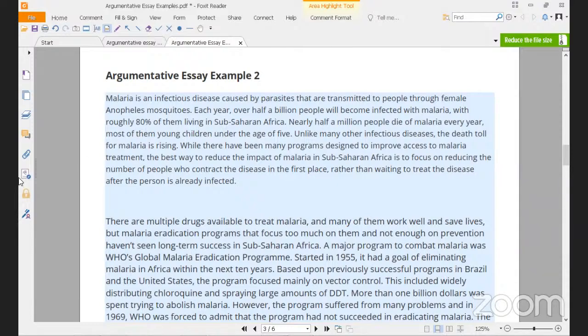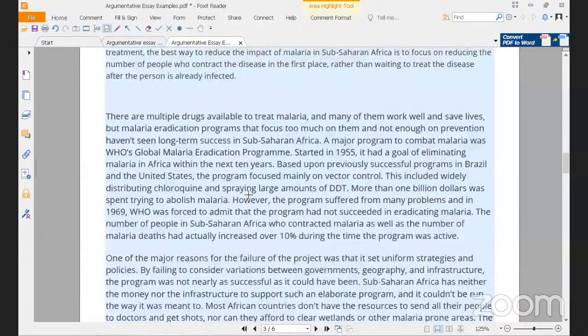And that would be here? Yeah. Well, there have been many programs designed to improve access to malaria treatment. The best way to reduce the impact of malaria in sub-Saharan Africa is to focus on reducing the number of people who contract the disease, rather than waiting to treat the disease once the person is already infected. Okay. And right out of the bat, we have an argument. Good.